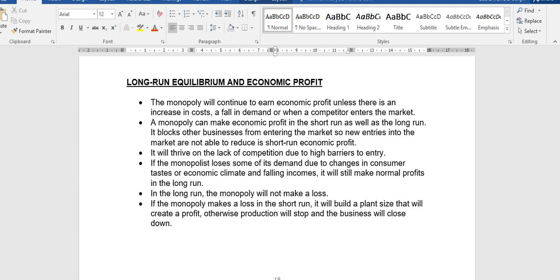According to the theory, the most likely scenario is for the monopoly to make an economic profit because of his market power, the fact that he can change the price, and the fact that entry is completely blocked. Okay, so when we go to the long run, the monopoly will continue to earn an economic profit unless there's a change in his cost and his revenue. Remember, we said whether or not the monopoly makes a profit, it depends on his revenue and his costs.